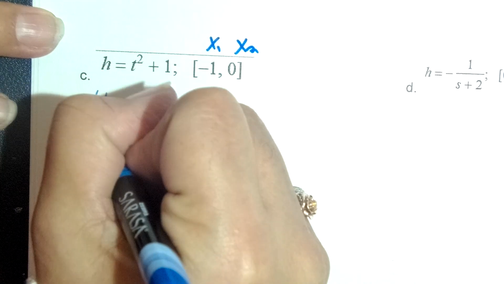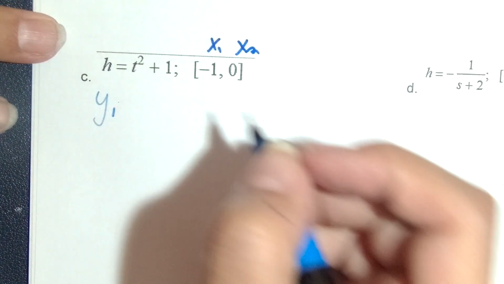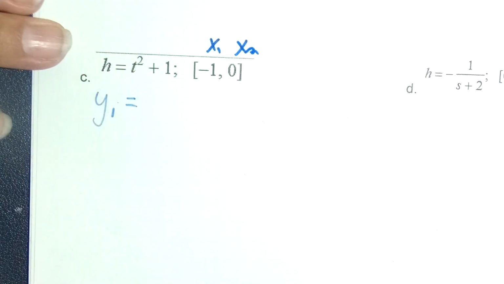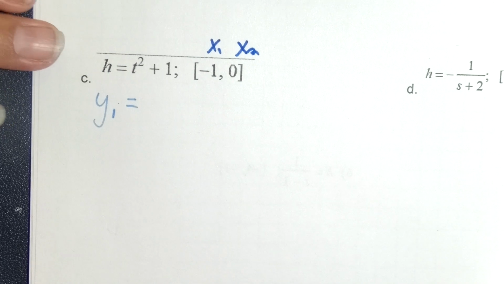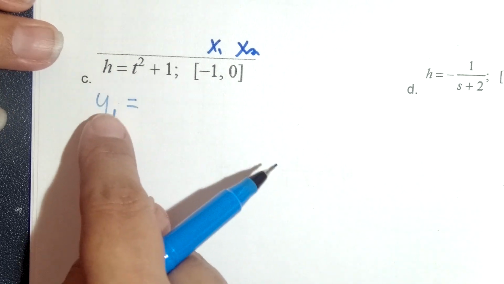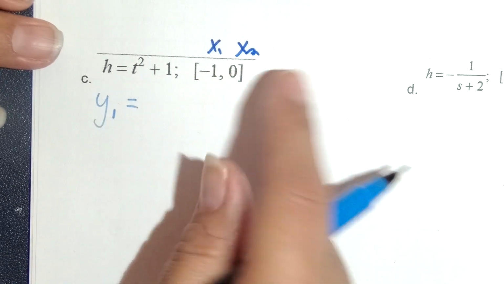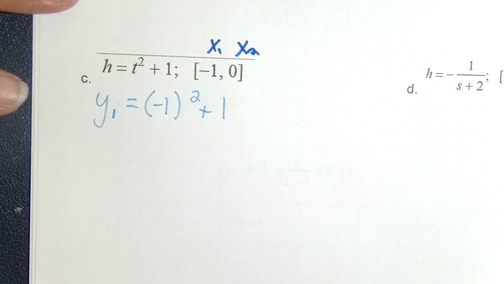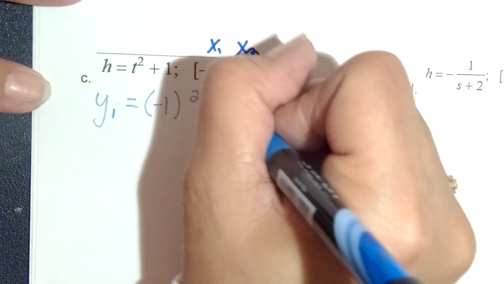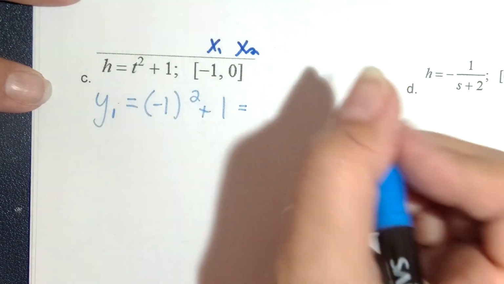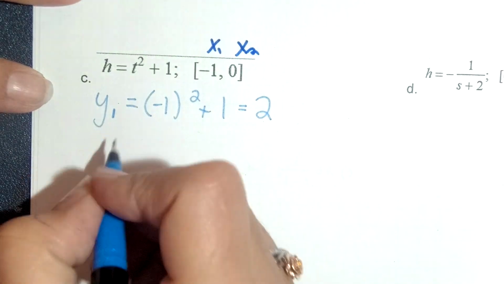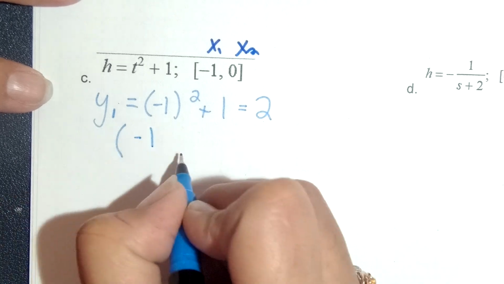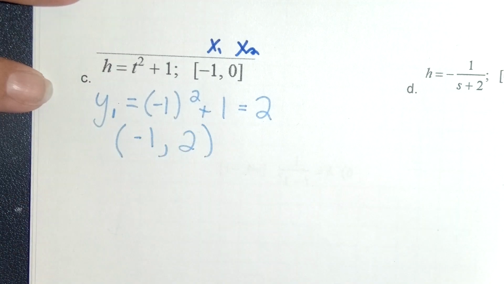So in order to find Y1, I'm going to substitute in what? If I'm trying to find Y1, what should I be substituting in? X1. Questions? We're sure? Okay. When we put this into our calculator, we get 2. So this is my Y1. So my coordinate is -1, 2. So that's my first one.